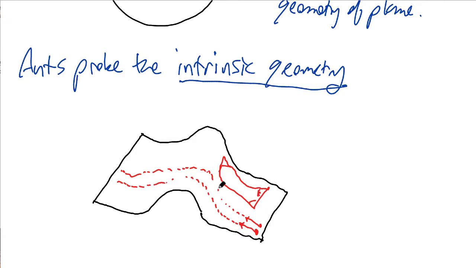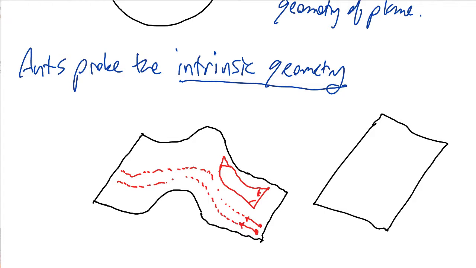And this is clear. After all, I could have drawn the red paths and the red triangle on the piece of paper when it was flat and then bent it to make the hill. So the difference between this piece of paper and this piece of paper is not a difference in the intrinsic geometry, it's a difference in the extrinsic geometry.